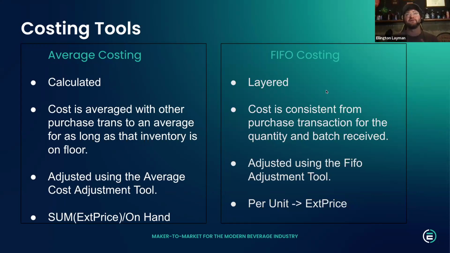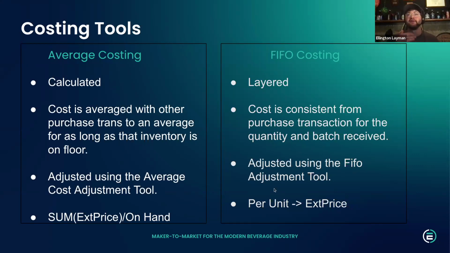Now that FIFO costing, it's layered. So the layer of the cost that product comes in on the purchase transaction is consistent throughout. So as long as I am using that batch, I am using it at that cost. It's not going to average with the other on-floor inventory that I have. Whenever I deplete that batch, it's gone. That cost is gone. I'm using a different batch at a different cost. It's adjusted using the FIFO adjustment tool, and the per unit cost multiplied by the number of units that you use will give you that extended price. It's straightforward FIFO cost.